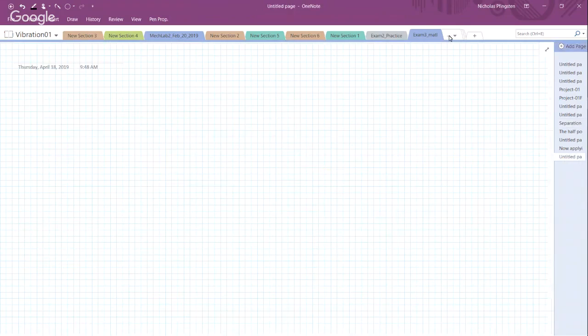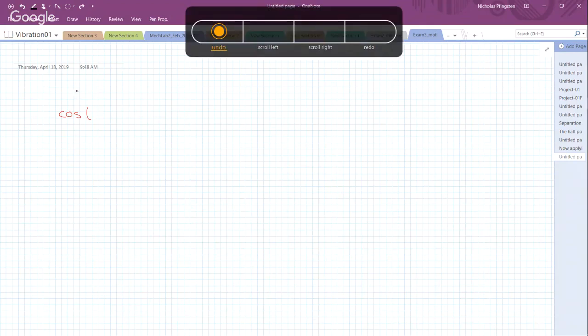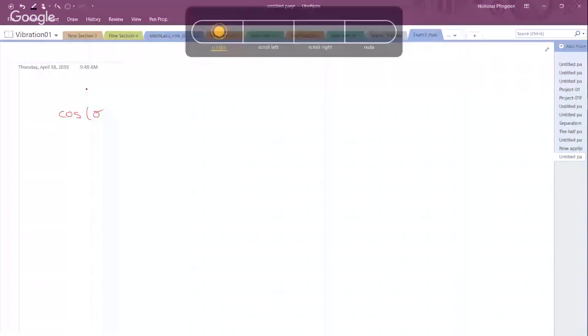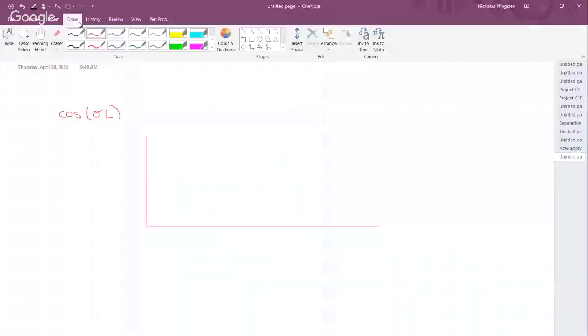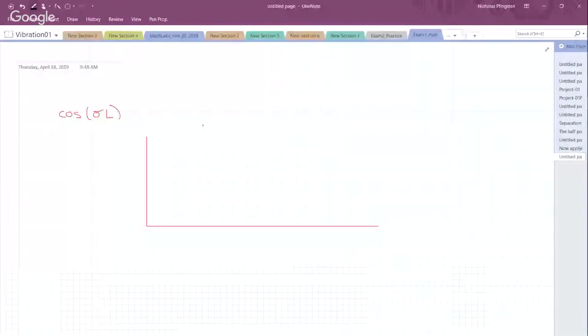So draw a plot. On the horizontal axis, I'd like to use sigma L. On the vertical axis, cosine sigma L. All right. What are you going to draw? You're going to draw a cosine curve, right? Everybody got it? You need me to do it too?